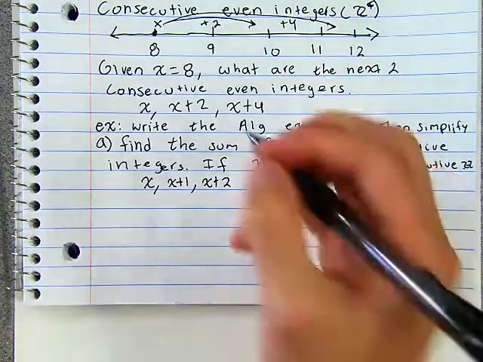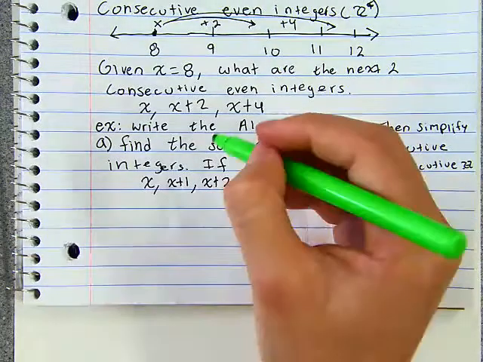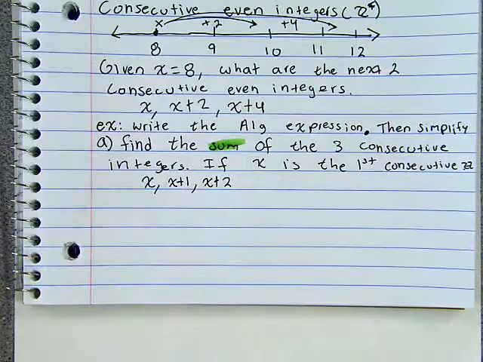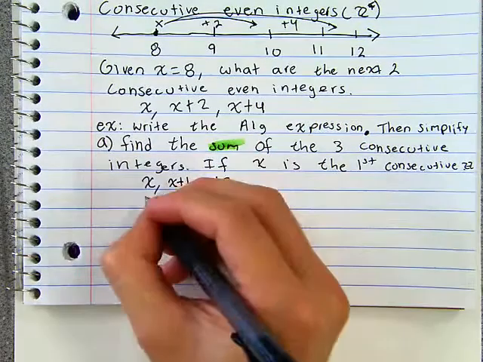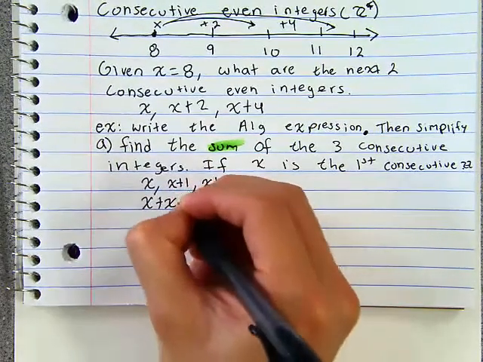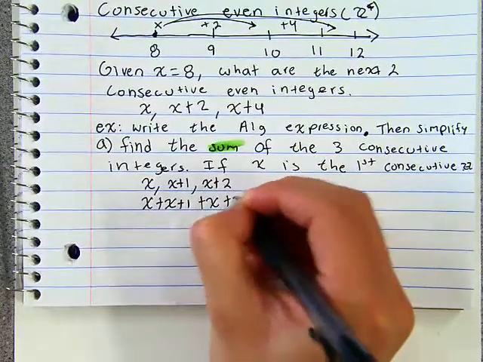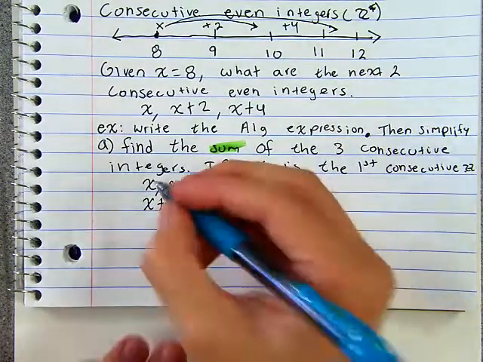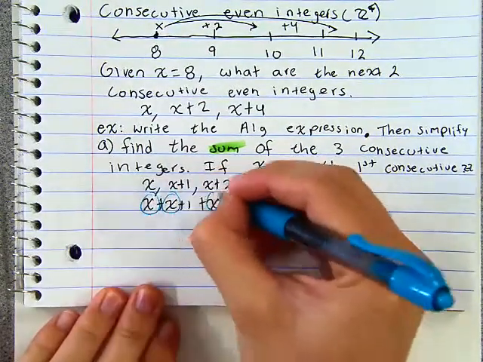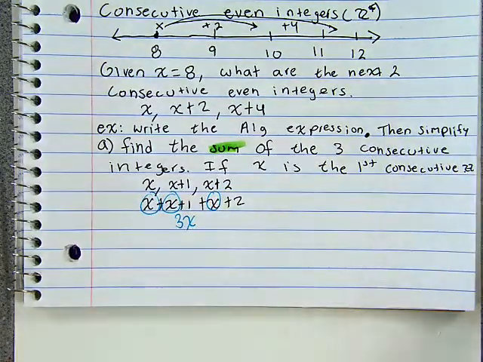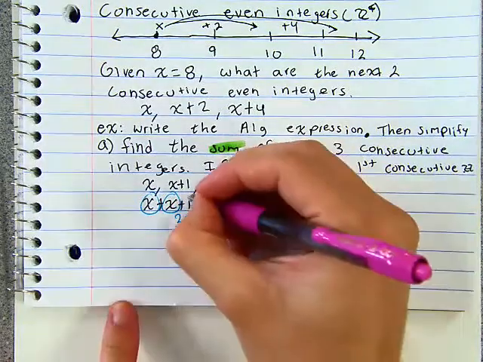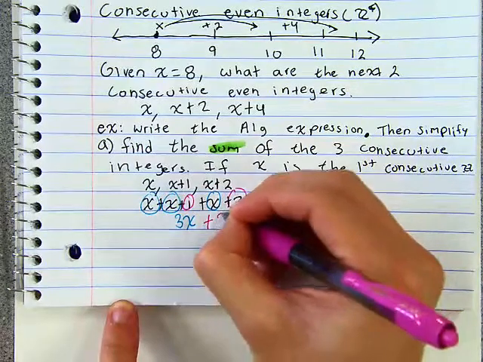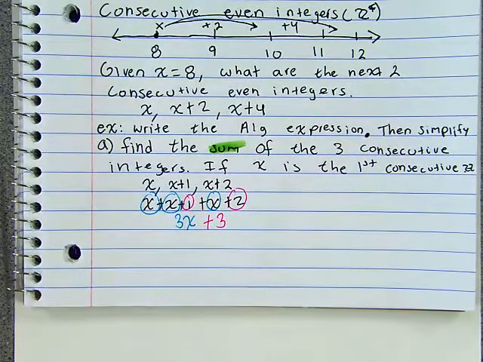And it actually asks us to find the sum of the consecutive integers, which means that we want to add them together. So we're going to do x plus x plus 1 plus x plus 2. We start by combining our like terms, getting all our x's, and we have 3 of them, so it becomes 3x, and we combine our whole numbers, and we get 3x plus 3, and that's the answer.